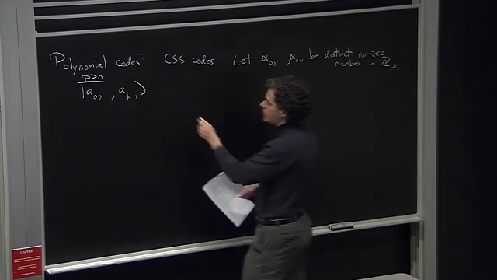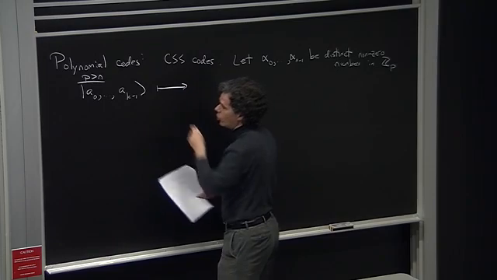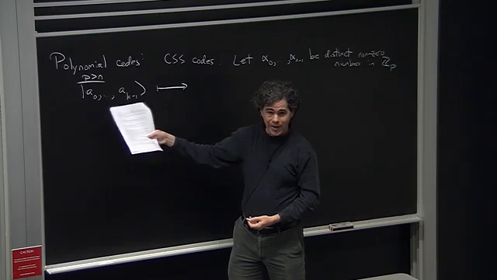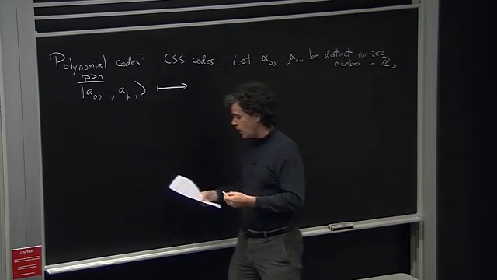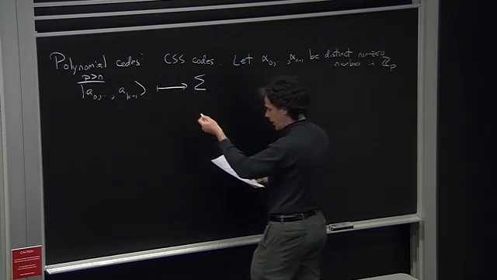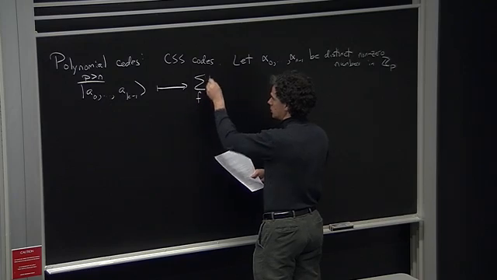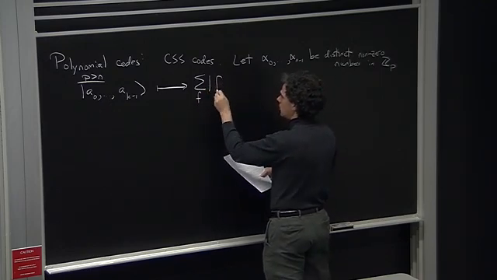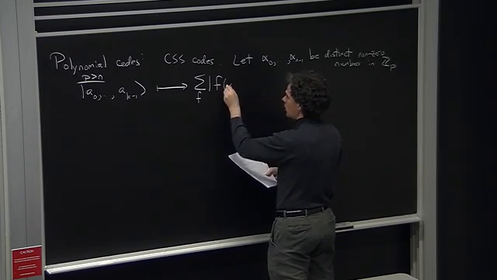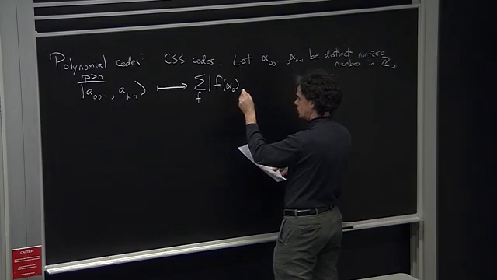And then given these things, we're going to encode this basis state labeled by k mod p to be a sum. So F is going to be a polynomial.